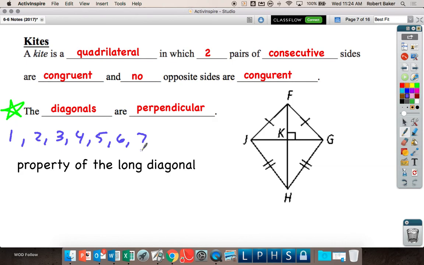Kites are created by two isosceles triangles. Do you want to set that up? I mean, you can see it. You see this isosceles triangle right here? And this isosceles triangle right here. So kites are created by two sets of isosceles triangles. So that means they're base angles. So that means that base angles are congruent.